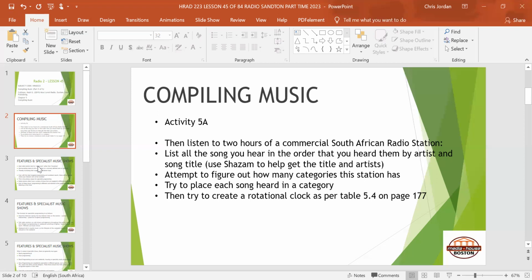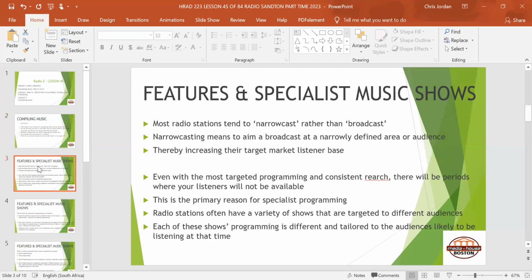I'm going to carry on with the lesson and then we will move into the next lesson for news. Okay, so let's talk about features and specialty music shows. Again, I'll do some of the points and then I'll describe as I move along.